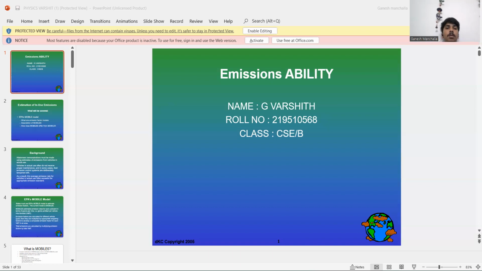EPA's MOBILE model. States must use the EPA MOBILE model to estimate emission factors. The current model is MOBILE6. MOBILE6 estimates emission rates for each pollutant in terms of grams per mile, that is, grams emitted per vehicle mile traveled, VMT.